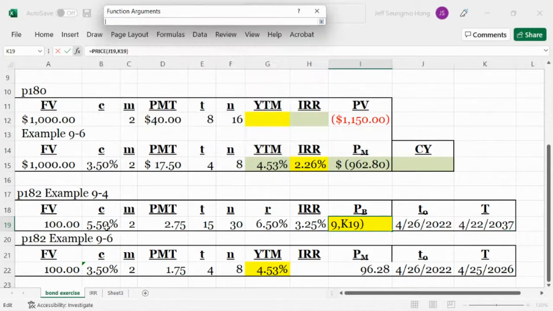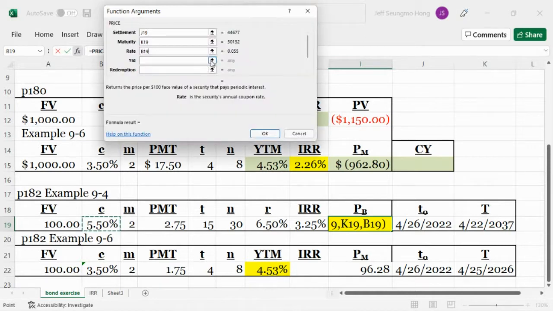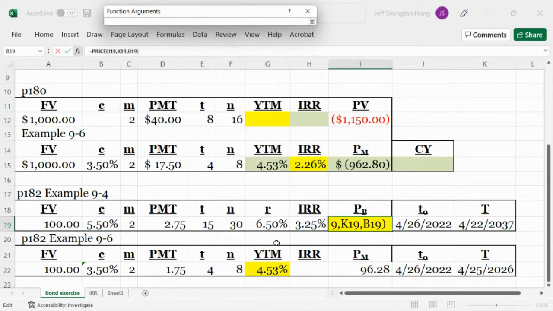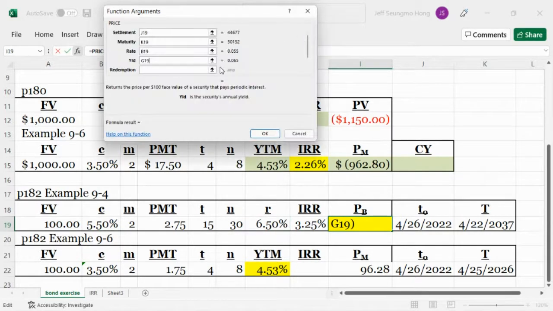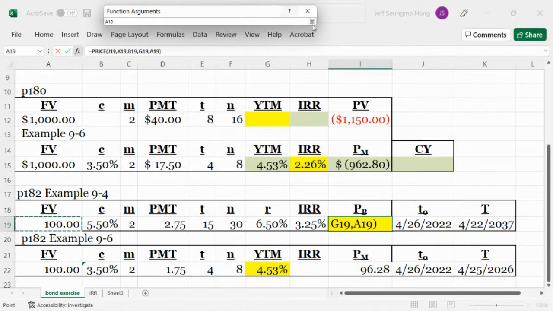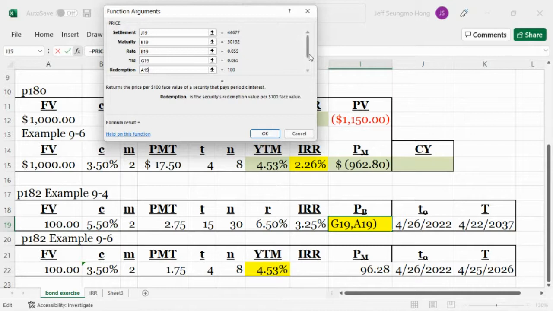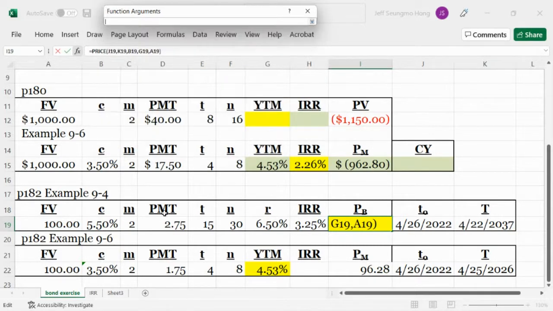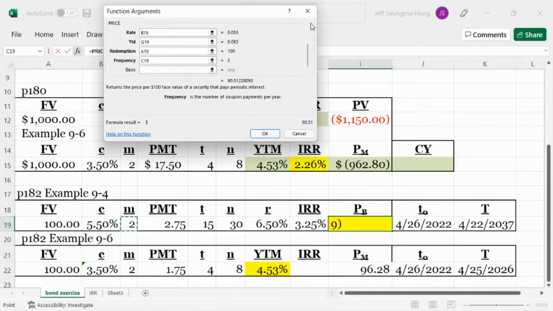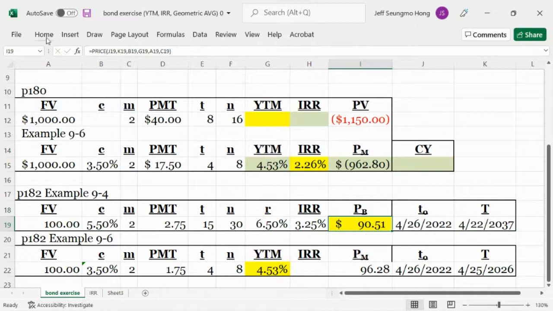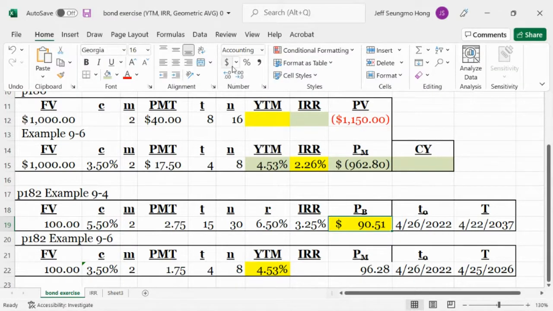And the rate is always the coupon rate. Coupon rate. Yield, this is yield, right? It was given. Redemption value, this is the redemption. There you go. Scroll down. Frequency, this is the frequency. There you go. It's showing you something already. You hit OK. This is not dollars, of course. That's 90.51, which is $905.10. Okay.